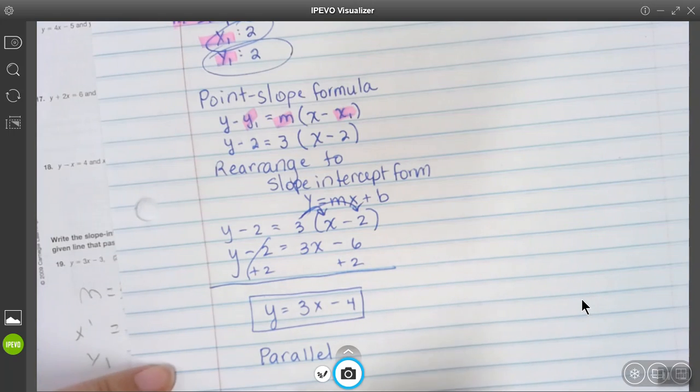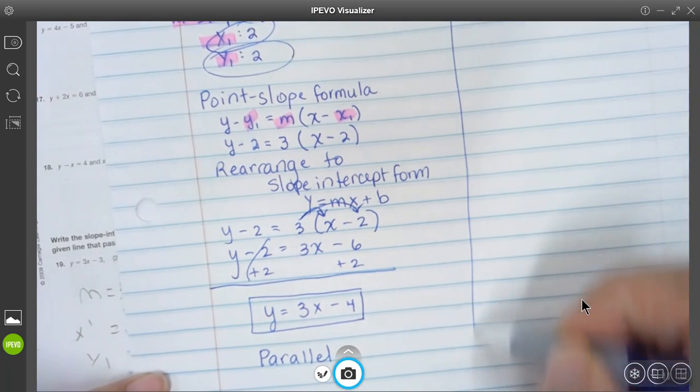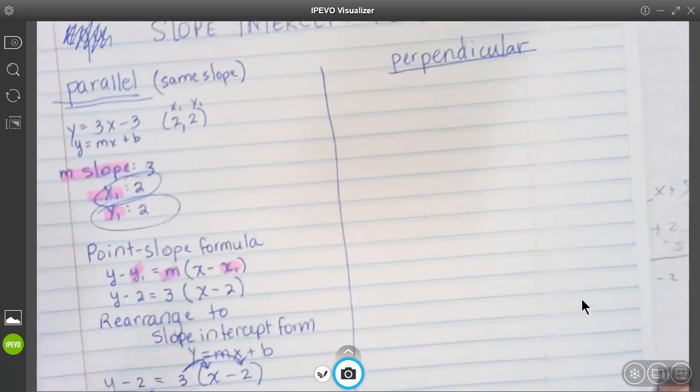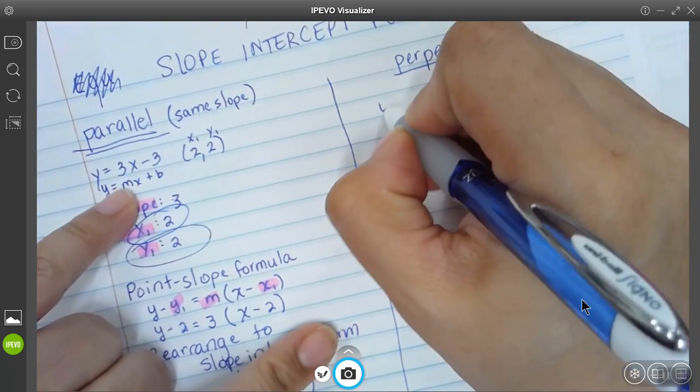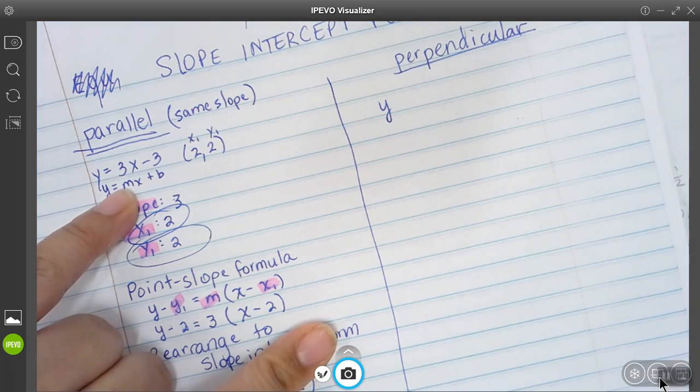My bad, off screen. All right, so how does this differ from perpendicular? Oh, not much, so you're just going to have to bear with me. Let me write some stuff down.